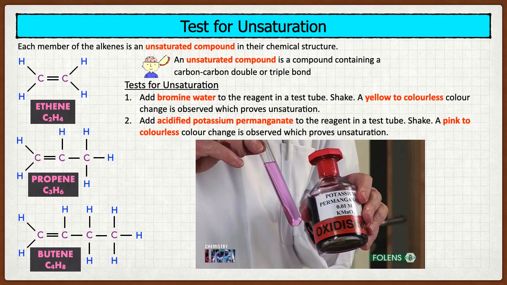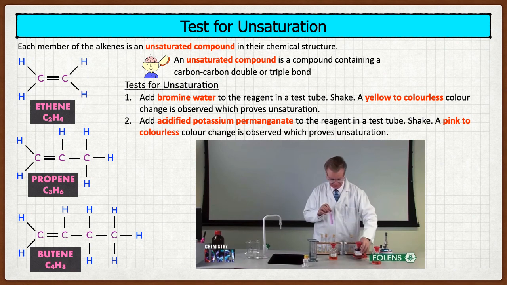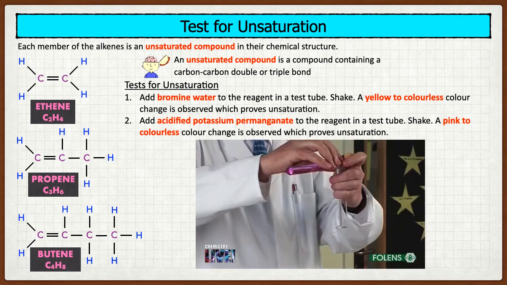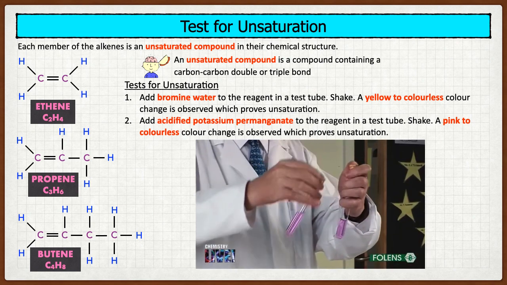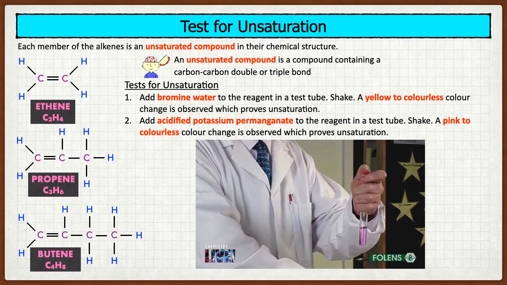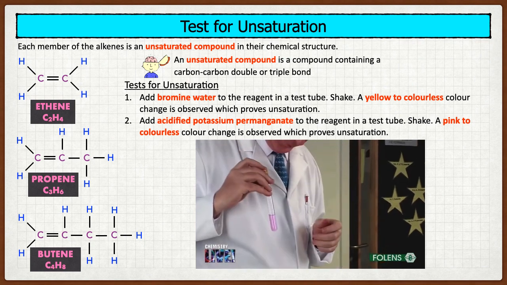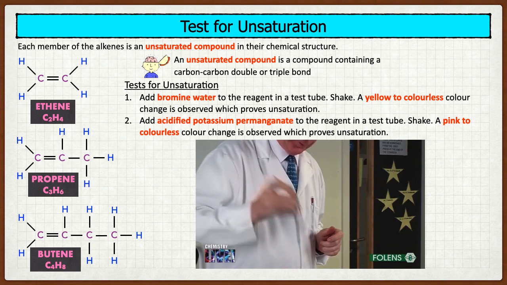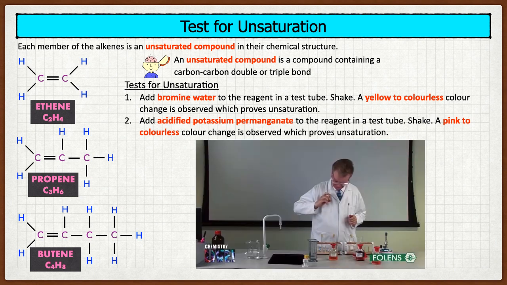And for acidified potassium permanganate, which is pink when quite dilute, a similar test: if it's placed into a test tube of ethene gas, it looks as if there's nothing in the test tube, but the gas is of course colourless. And when the ethene and acidified potassium permanganate are shaken, we get a pink to colourless colour change, which proves unsaturation.